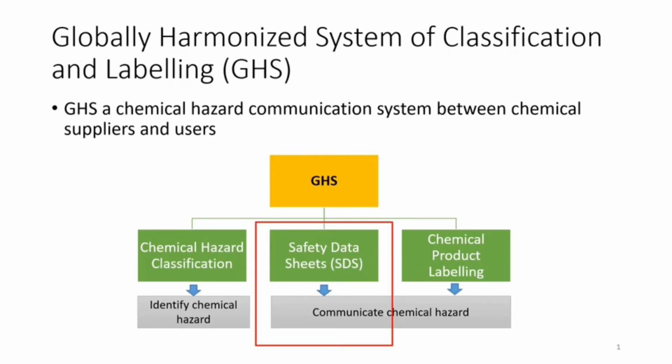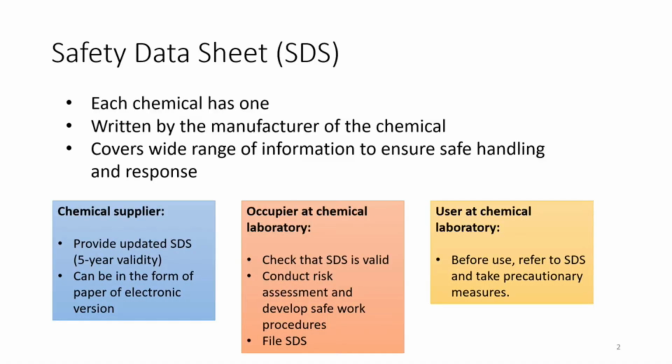After looking at how to classify the different types of chemical hazard, let us learn to communicate the chemical hazard to the users. First of all, let's look at the use of safety data sheets. All chemicals should have its own SDS, which is written by the manufacturer of the chemical. The SDS covers a wide range of information to ensure the safe handling of the chemical and the proper response in case of any accident.